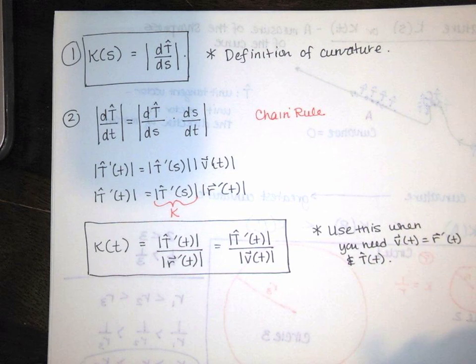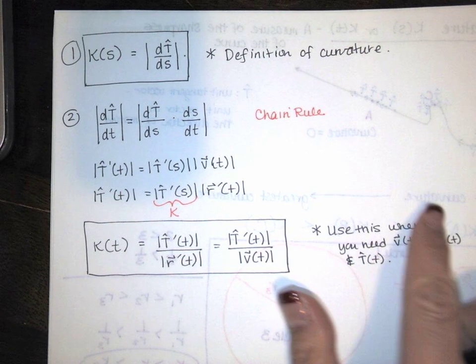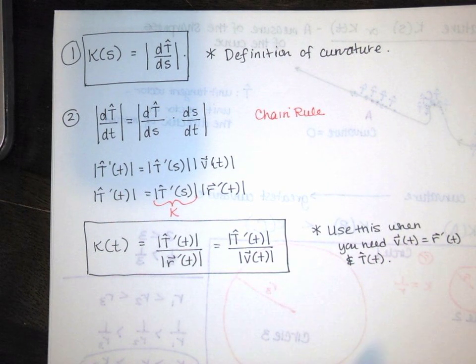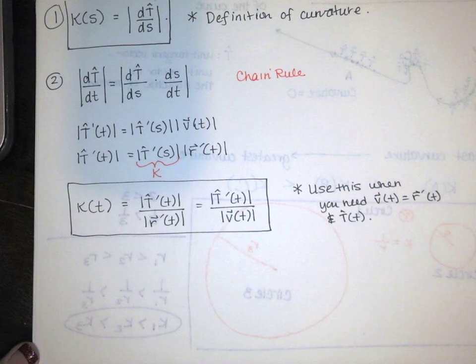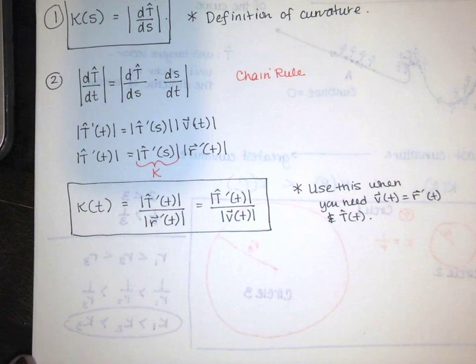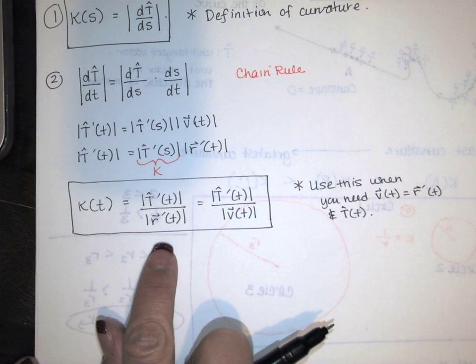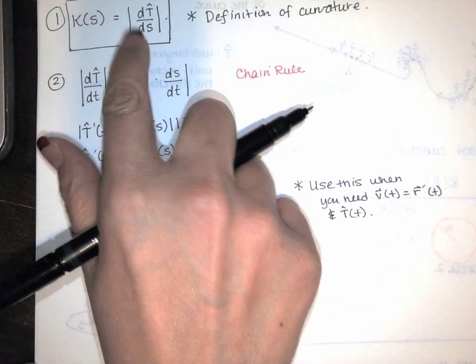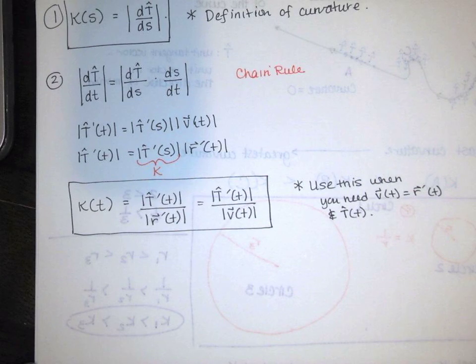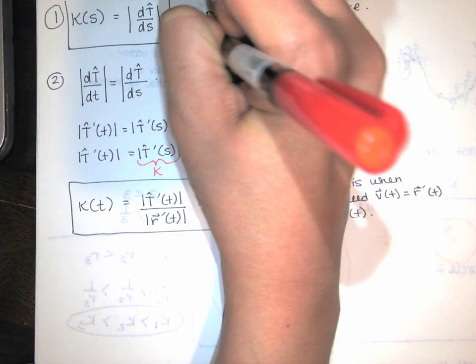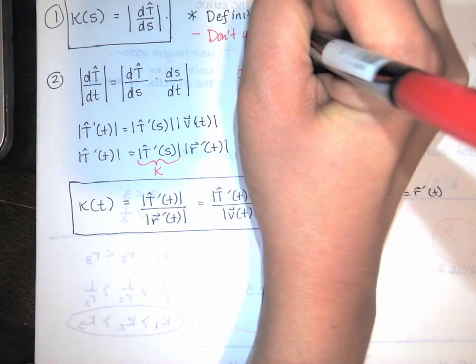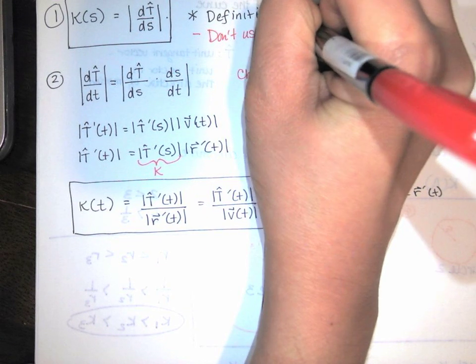T hat or T hat prime. So if I've already gone to the trouble of calculating this because that's what was required of the problem, I might as well just go ahead and compute this. It's really not that difficult to compute this guy. So that's the definition. I almost never use this, but it is a good formula for interpretation.